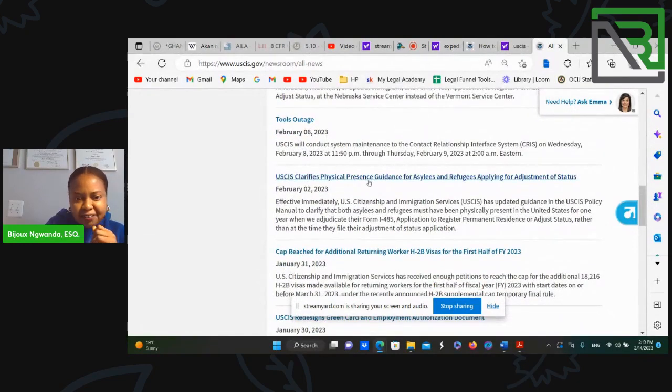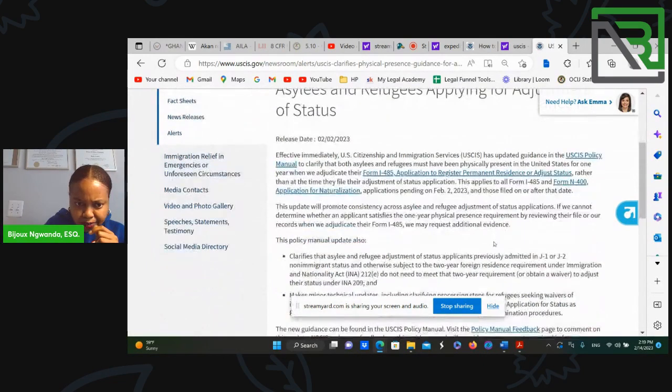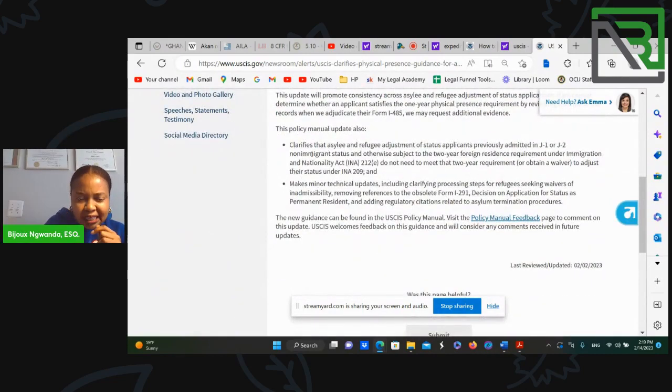Okay. USCIS clarifies physical presence guidance for asylee and refugee applying for adjustment of status, okay? Let me talk to you about what they mean. So it clarifies that asylum and refugee adjustment of status applicants previously admitted as J1 or J2 do not need the 2-year foreign residency requirement if they are adjusting under INA 209. Okay, they don't need the waiver. That's basically what they're trying to do. And then it makes minor technical updates, including clarifying the process for refugees seeking waivers of inadmissibility, removing reference to the obsolete Form I-291, decision on application for status, and adding regulatory citation.